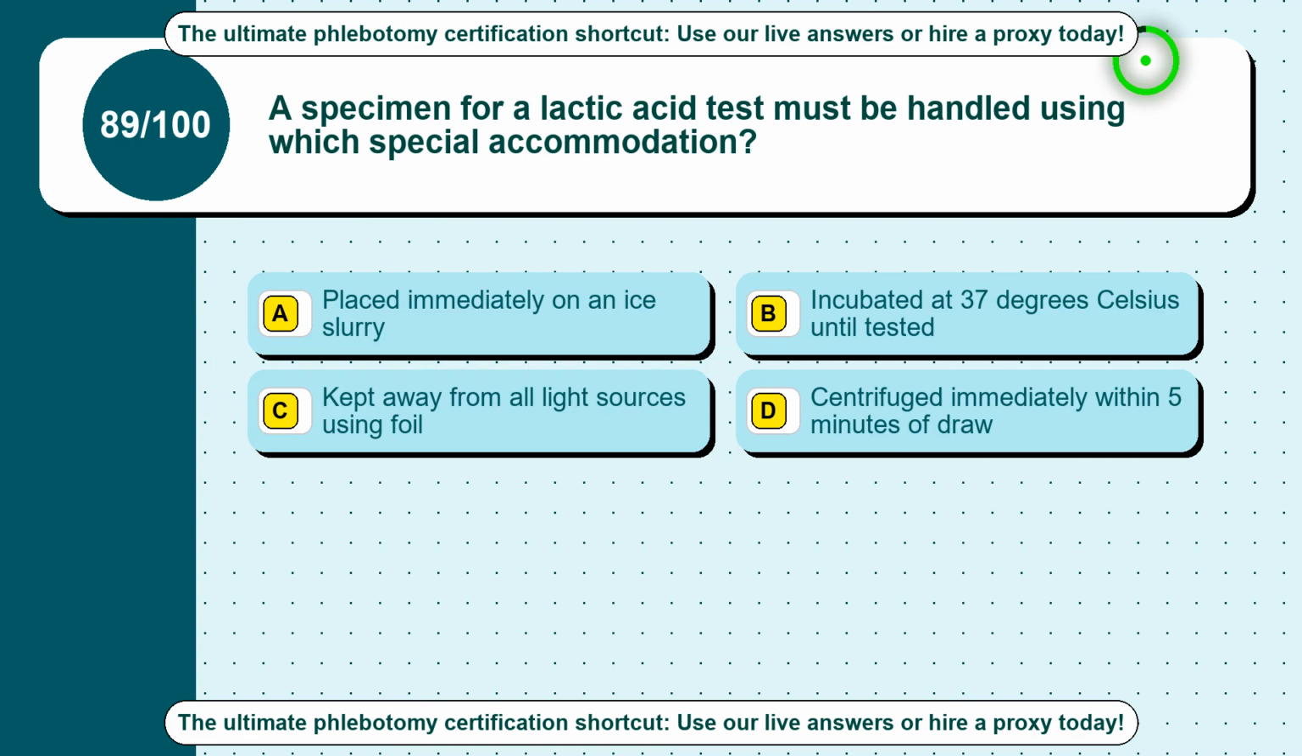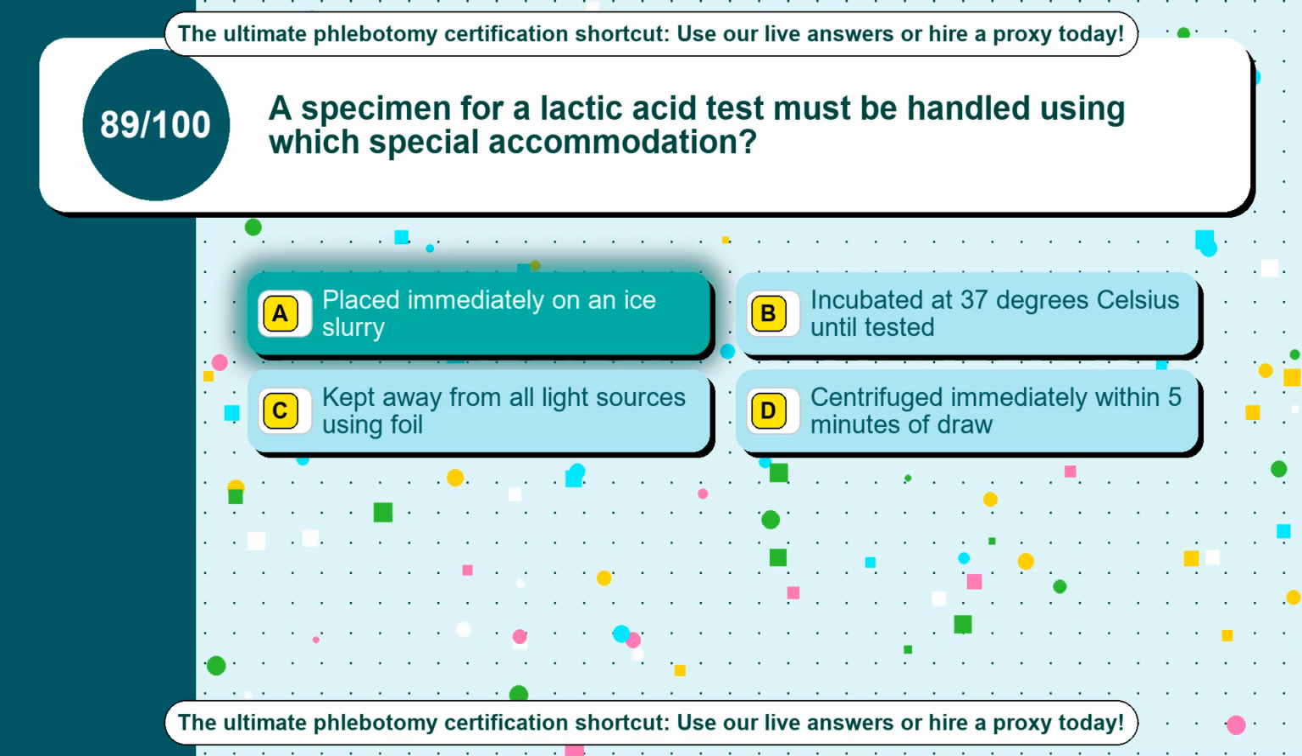Question 89. A specimen for a lactic acid test must be handled using which special accommodation? Option A, placed immediately on an ice slurry. Option B, incubated at 37 degrees Celsius until tested. Option C, kept away from all light sources using foil. Option D, centrifuged immediately within 5 minutes of draw.